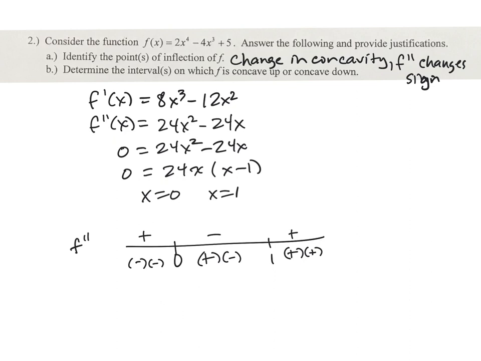Okay, so we can see a change of sign right here at 0. F double prime changes from positive to negative, and then at positive 1, F double prime changes from negative to positive. So those would both be points of inflection.